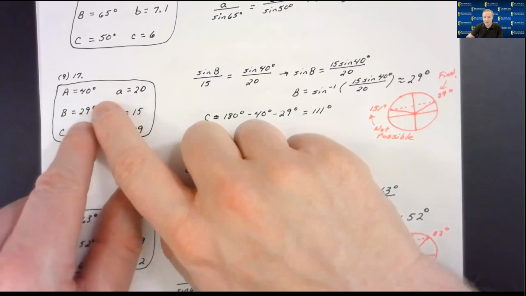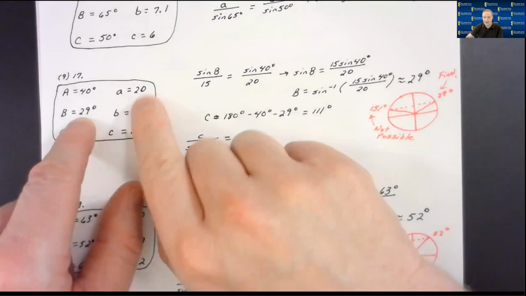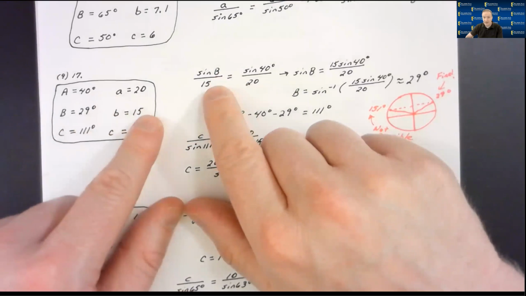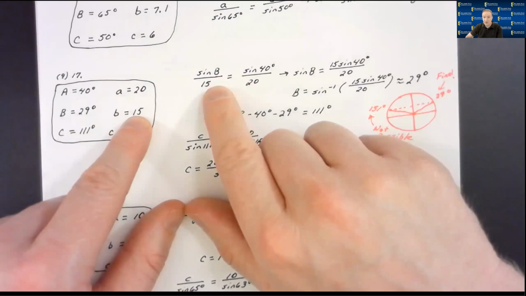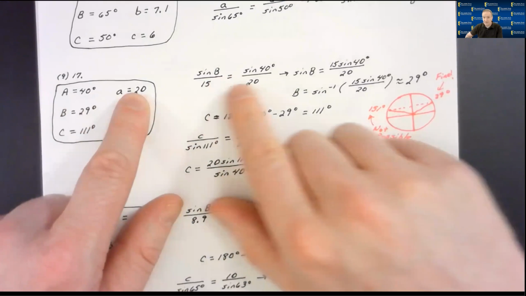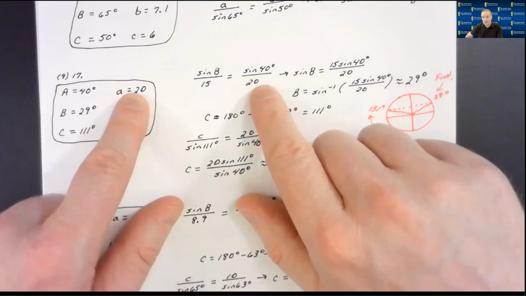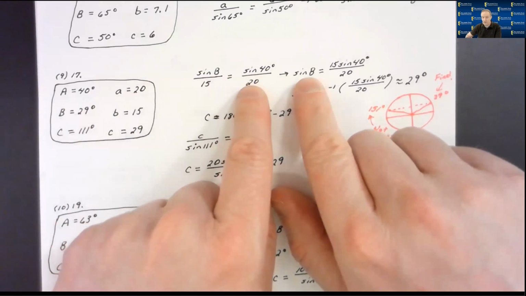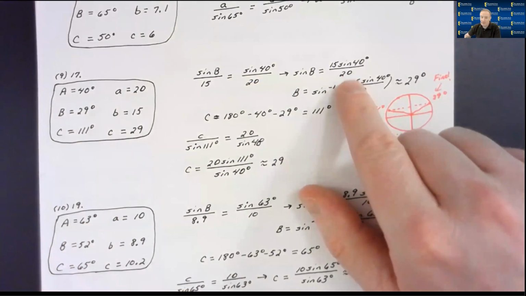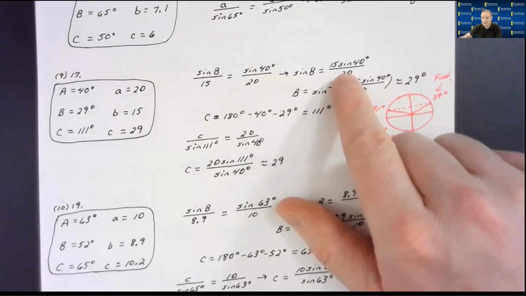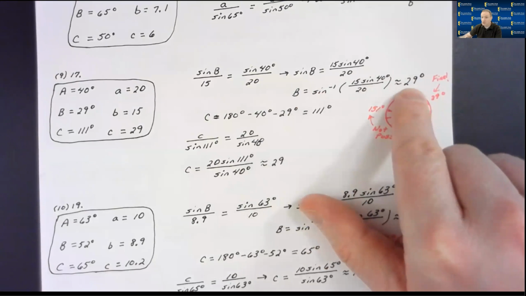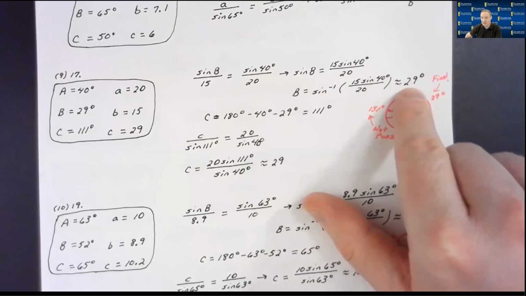Well, the first thing I had to do was try to find angle B. I had side A and side B. So I said, well, the sine of angle B divided by the side opposite it, 15, should equal the sine of 40 divided by the side opposite it, 20. So then that told me that the sine of B should equal 15 times the sine of 40 divided by 20. But now, whenever I did that, I said B is going to equal the inverse sine of that answer. And I went to my calculator, and my calculator told me, to the nearest degree, that's going to be 29 degrees.